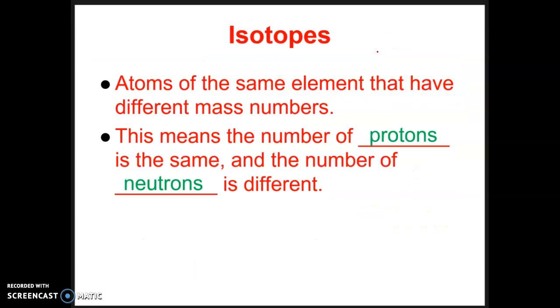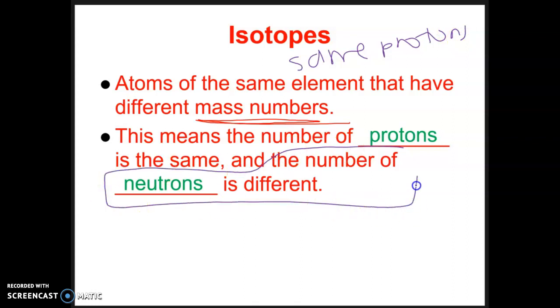And so what is an isotope? An isotope is an atom of the same element that has a different mass number. So same element, that means that they must have the same protons, but they have different masses. So the number of neutrons is different. Same protons, different neutrons, which leads to a different mass.